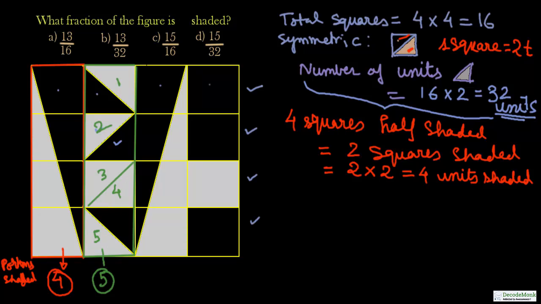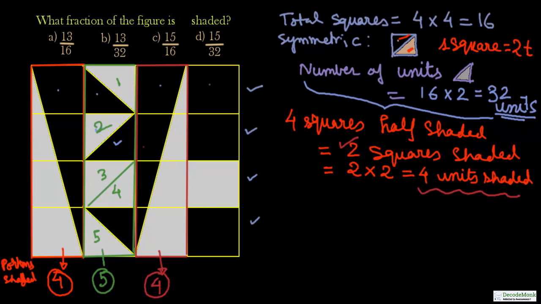Now I will take the third column. So this is violet color. Now again you can see that this is similar to this particular first rectangle. Here also we can say that this consists of 4 small squares, and half of all the 4 small squares, that is one rectangle, is shaded, and therefore this is equal to saying 2 squares shaded, and 2 squares shaded means 4 units shaded. So we can write down 4 units shaded.